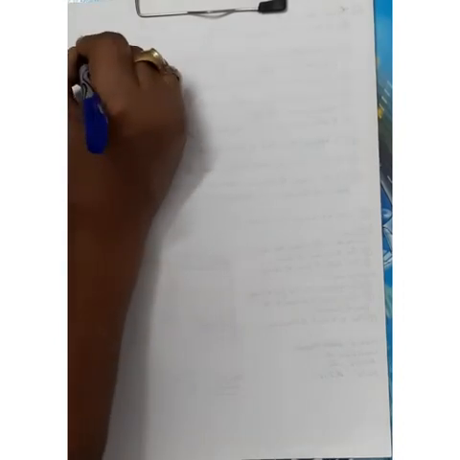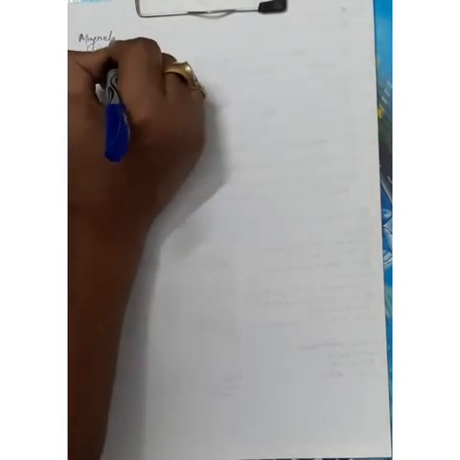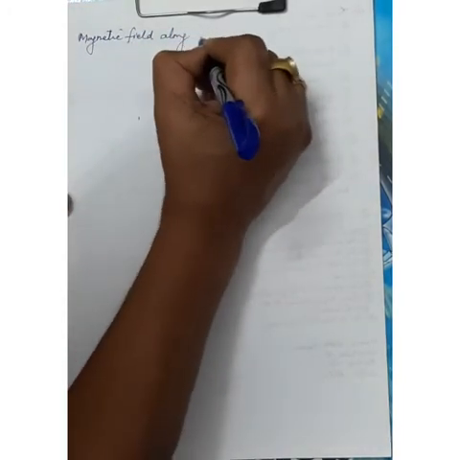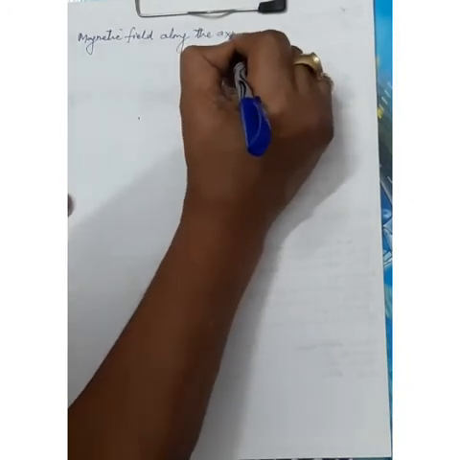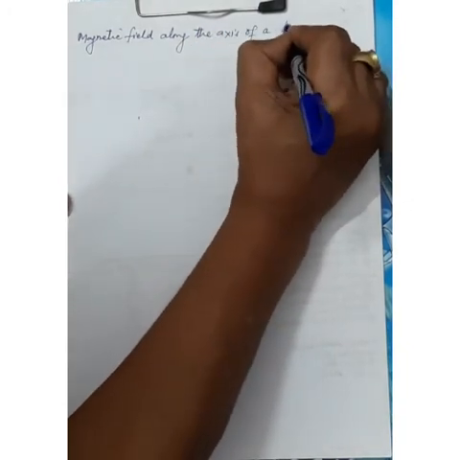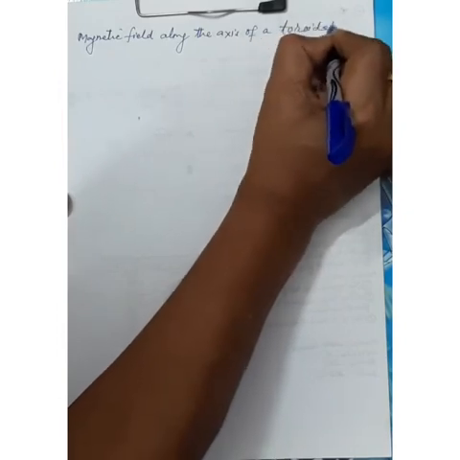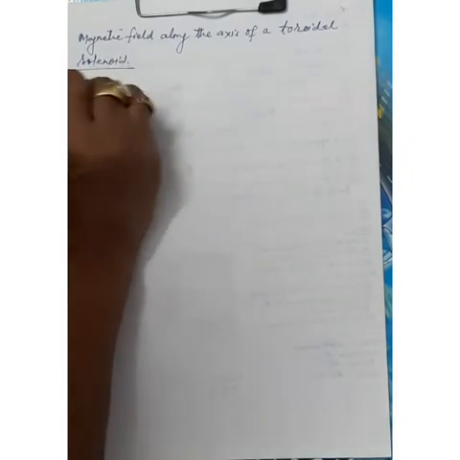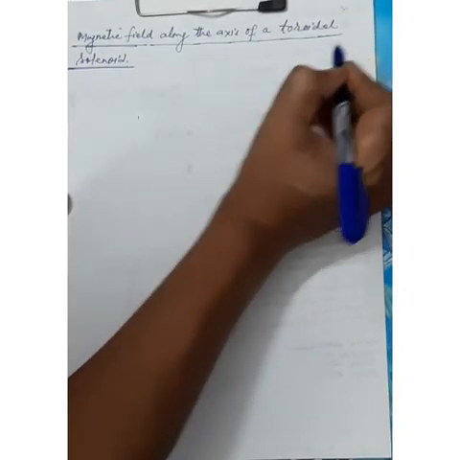Application number 2 is the magnetic field along the axis of a toroidal solenoid. A toroidal solenoid means an endless solenoid. When a solenoid is made like a ring, then this is called a toroidal solenoid.